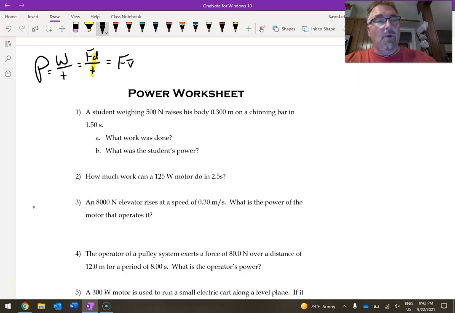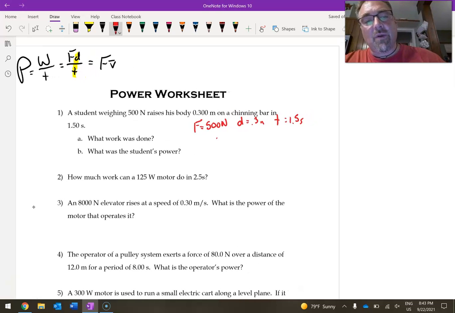So let's start with number one. It says a student weighing 500 newtons. So we know the force exerted because in order to lift himself up, he's going to have to exert at least his body weight, so 500 newtons. And he raises his body 0.3 meters. So we know the distance going up is going to be 0.3 meters. And then it says that it takes 1.5 seconds in order to do so. So you're looking for the amount of work done. So remember from before, work done is equal to force times the displacement. So the 500 newtons times the 0.3 meters. And when I get that, I get 150 newton meters, or more commonly known as joules.